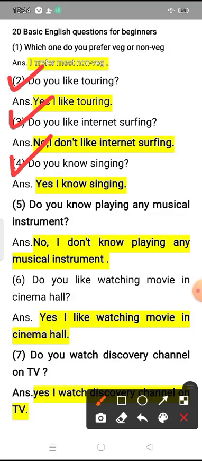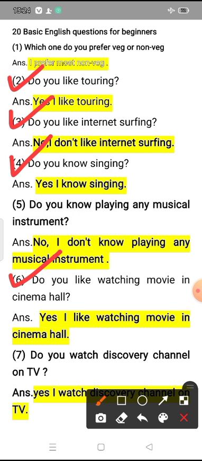Do you like watching movies in a cinema hall? Your sixth question is: do you like watching movies in a cinema hall? Some people like watching movies in a cinema hall. So if you also like watching movies in a cinema hall, then you can say yes, I like watching movies in a cinema hall. If you don't like, then you can say no, I don't like watching movies in a cinema hall.